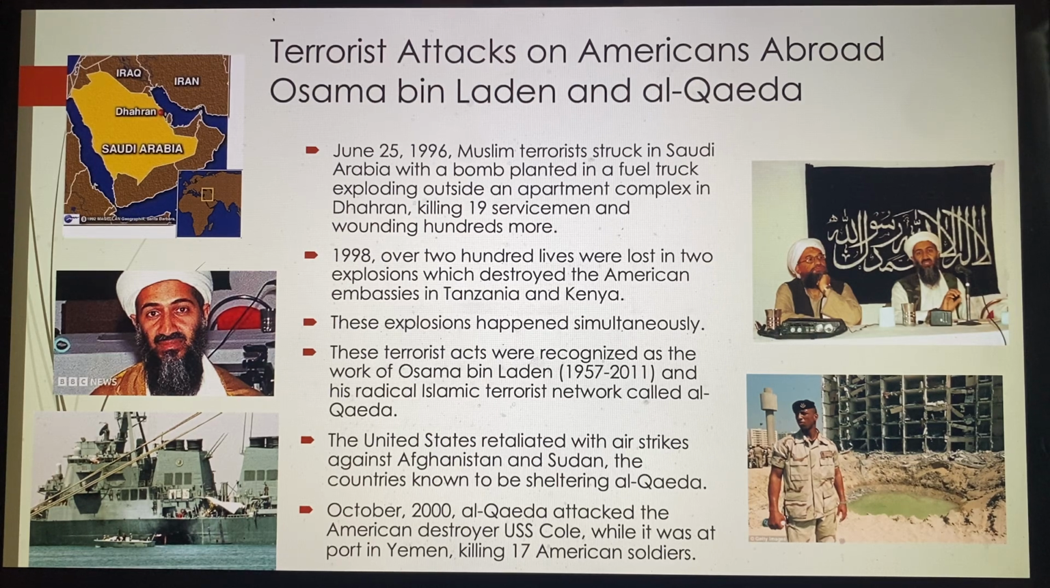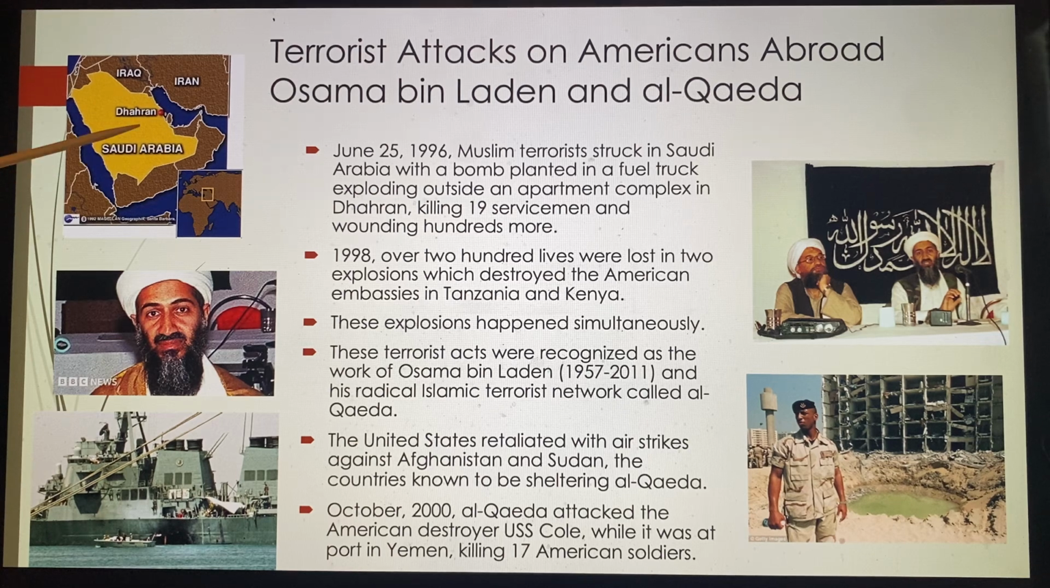These terrorist attacks were recognized as the work of Osama bin Laden. Here's a picture of him here. He lived 1957 to 2011. And his radical Islamic terrorist network called Al-Qaeda. The United States retaliated with airstrikes against Afghanistan and Sudan, where a lot of these terrorists were hanging out. The countries of Afghanistan and Sudan were sheltering Al-Qaeda. In October 2000, Al-Qaeda attacked the American destroyer USS Cole while it was at port in Yemen, killing 17 American soldiers.